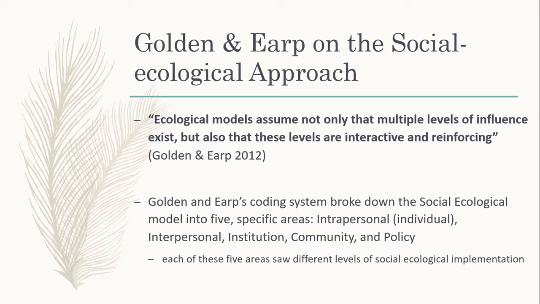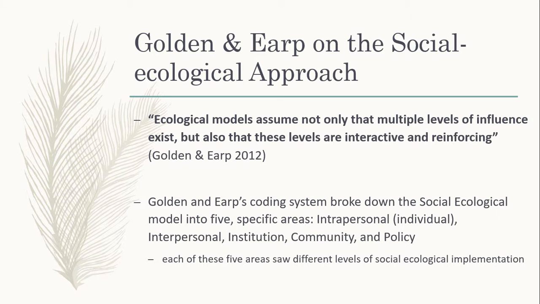Two sociologists, Golden and Earp, in 2012, created a coding system. This coding system applied two decades of health research findings, examining the extent of who used, how effective, and when the social ecological model was most effective.